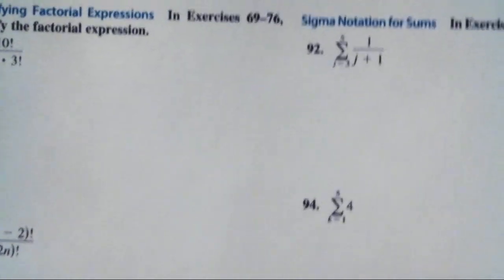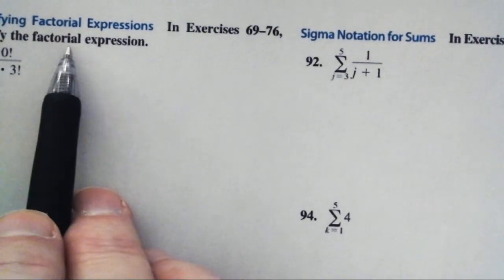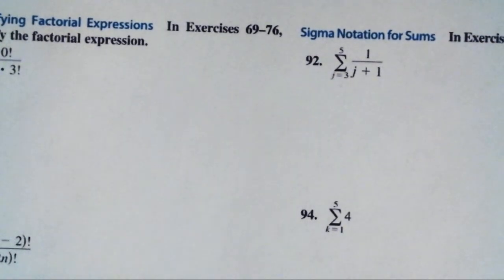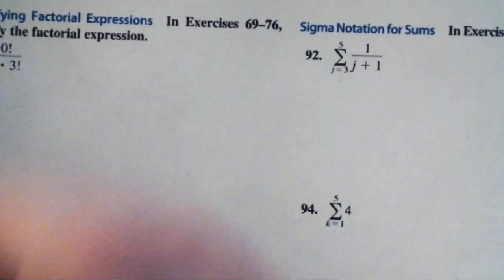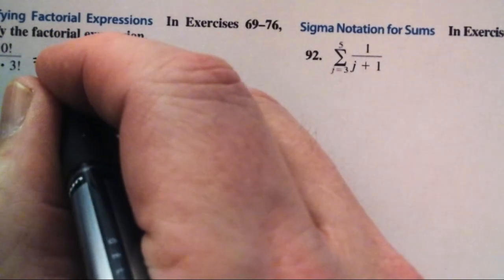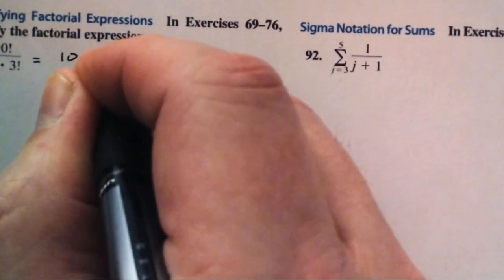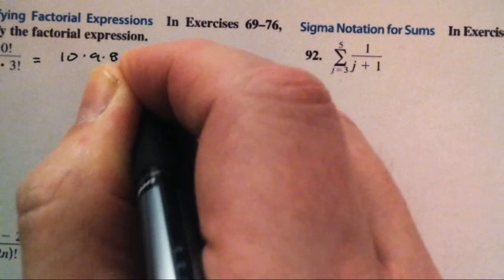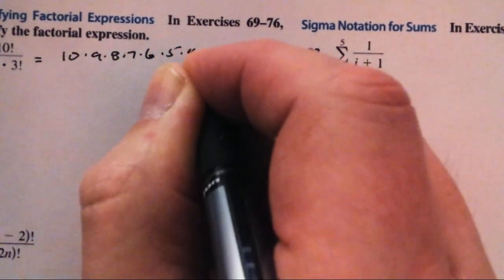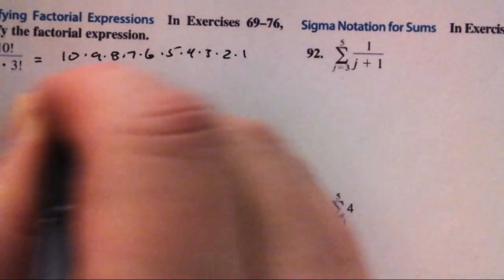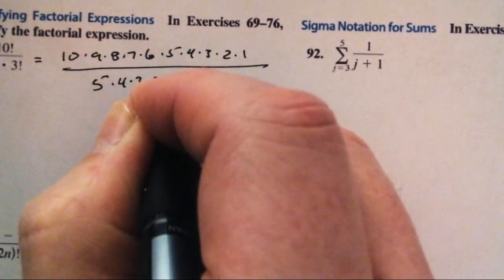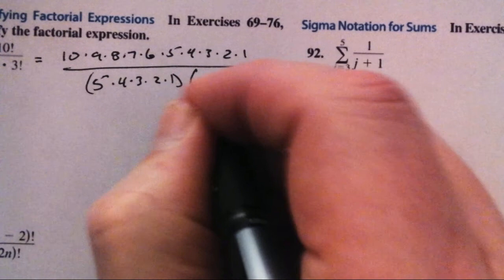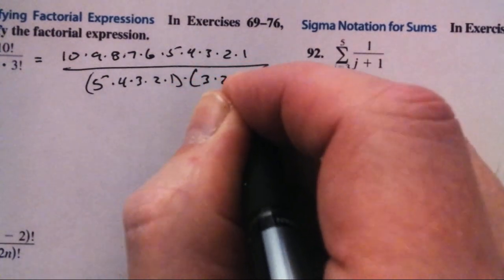Okay, one time I'm going to do this. Find the sum, simplify the factorial expression. I'm going to wrap up this page on this, and then we'll have one more page of notes. 10 factorial, only one time I'm probably going to write all of this. This is 10 times 9 times 8 times 7 times 6 times 5, 4, 3, 2, 1, over 5 times 4 times 3 times 2 times 1 times 3 times 2 times 1.